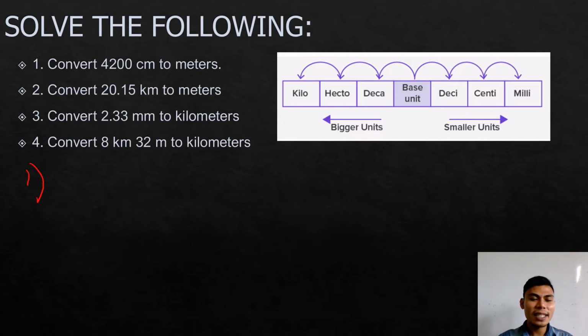Convert 4,200 centimeters to meters. So, here is centimeter, and going to meter, 1, 2. So, going to the left, we put the decimal here, 1, 2. So, 4,200 centimeters, sir, is 42 meters. Correct. Well, basic lang, sir.